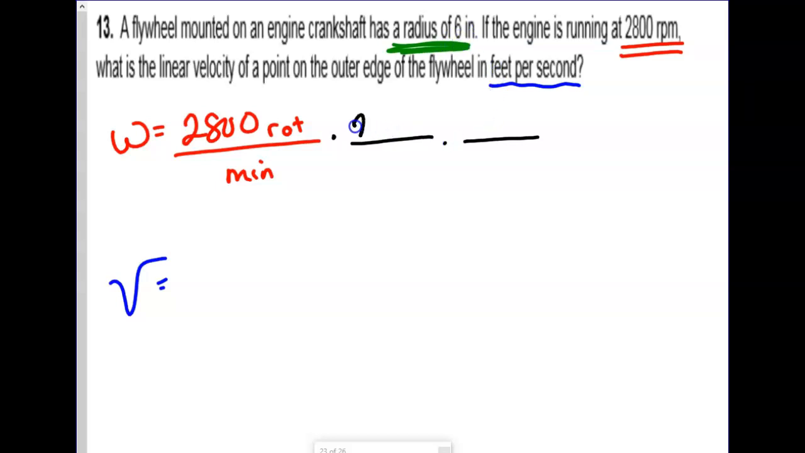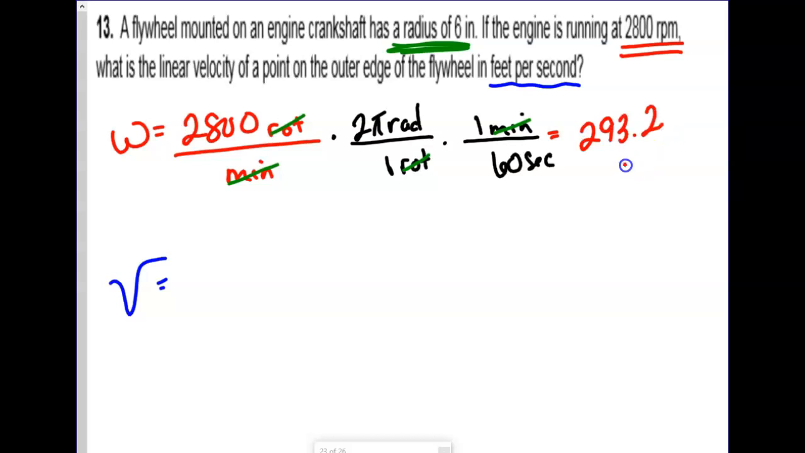All right, so 2 pi radians for 1 rotation or 1 revolution, whatever. And then 1 minute is 60 seconds. So rotations, gone. Minutes, gone. Got radians per second. Feeling good. Our angular speed is, crank that all in the calculator, 293.2. And that's radians per second. So we're going to use that clue.